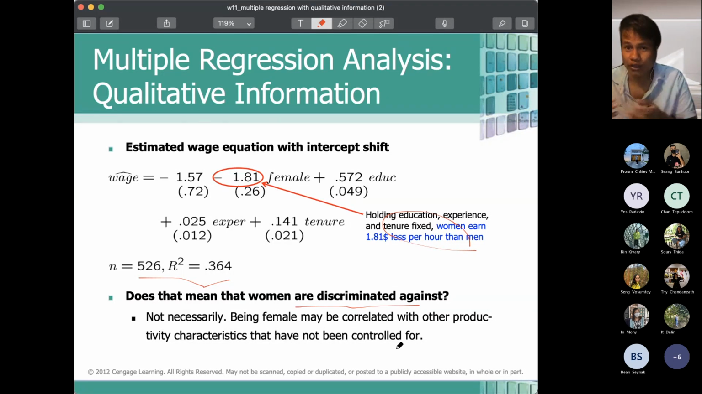So in other words, if you want to say there is discrimination against women, you need to compare two people with the same position, the same education, the same age, the same experience, the same ability, the same company. The only difference is gender. That you can say. And that is why we try to control many other independent variables as much as possible. All right. Next.